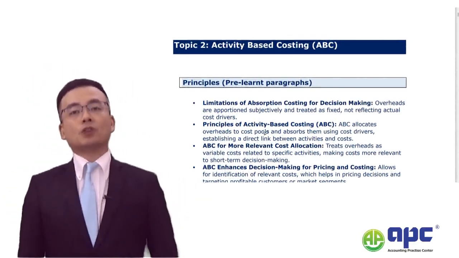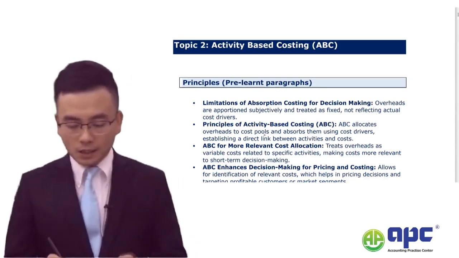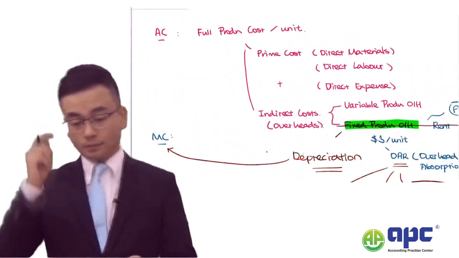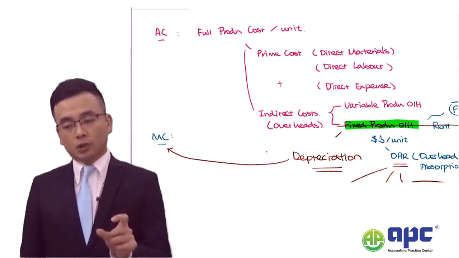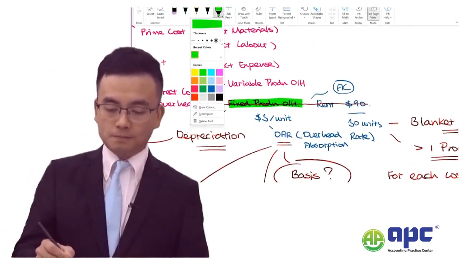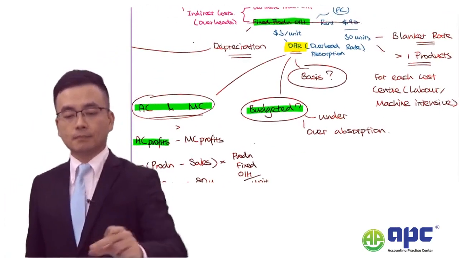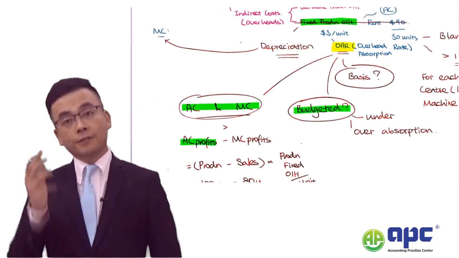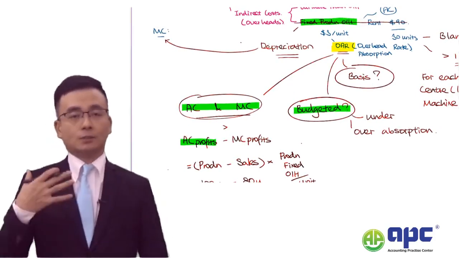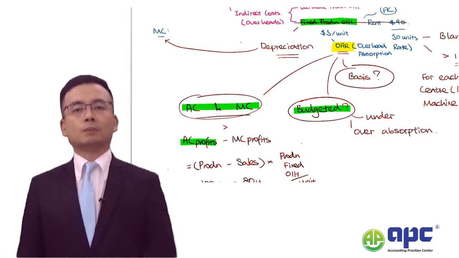Let's move on to topic 2, ABC or activity-based costing. Now, the problem of absorption costing would be this. The absorption costing problem is that we need to calculate the OAR, which means the overhead absorption rate, and therefore we've got 3 particular complications or problems. The basis of setting up the OAR, the budgeted figure being different from the actual, and the differences between absorption and marginal costing.